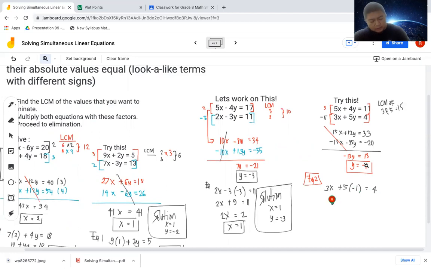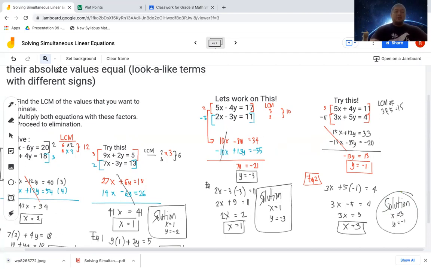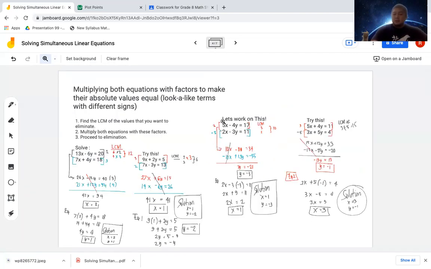So 3x minus 5 is equivalent to 4. So 3x now is equivalent to 9, wherein the value of x is equivalent to 3. Okay, so now this will give us the solution that x is equivalent to 3 and y is equivalent to negative 1. Okay? Whew. I hope you guys understood this one.